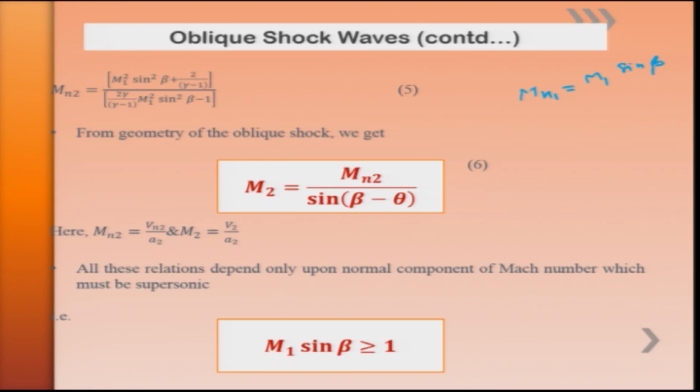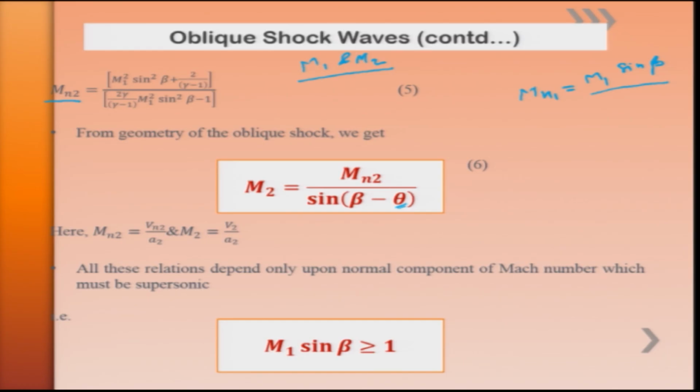Subsequently we used the relationship between M1 and M2 for a normal shock, and we replaced M1 with M1 sine beta, and we obtained Mn2, again using the velocity triangles, which we have shown in our earlier discussion. We have brought out the relationship M2 is equal to Mn2, which is again the normal component of the Mach number, upon sine of beta minus theta, where theta is the deflection angle and beta is the wave angle.